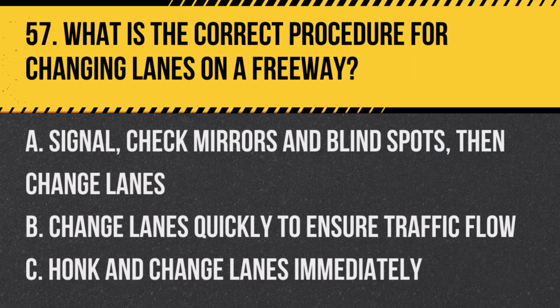Question 57. What is the correct procedure for changing lanes on a freeway? A. Signal, check mirrors and blind spots, then change lanes. B. Change lanes quickly to ensure traffic flow. C. Honk and change lanes immediately. Answer: A. Signal, check mirrors and blind spots, then change lanes. Always use signals and check for safety before changing lanes.